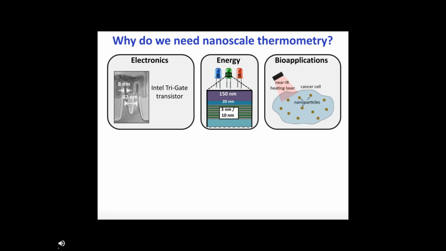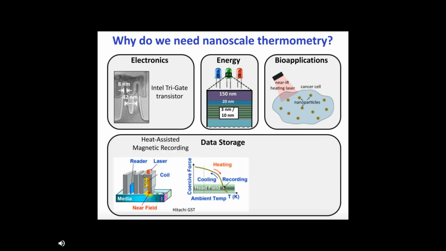On the other hand, there are also applications where, rather than being parasitic, localized heating can actually be desirable if it's carefully controlled. One example here is thermal cancer therapies, where nanoparticles are embedded in cancerous cells, and then a laser is used to selectively heat the nanoparticles, with the goal of killing the cancerous cells by heating them while leaving the healthy tissue intact.